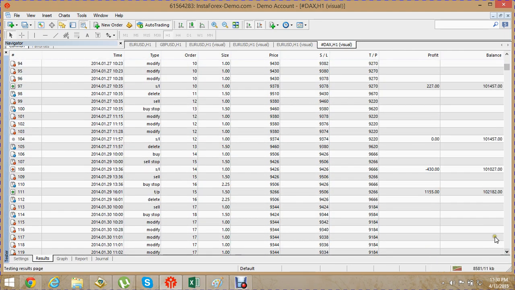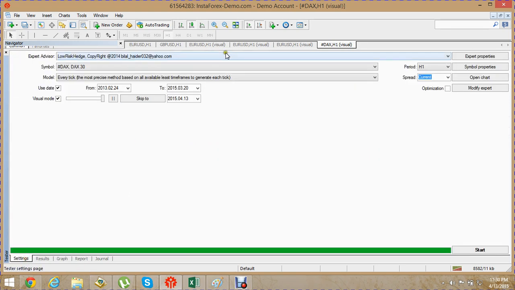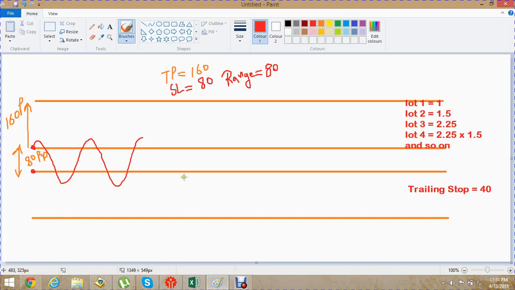So this was the strategy which I wanted to share with you. The previous strategy which I shared with you had its take profit and its stop loss the same. The stop loss was 80 pips, and the TP was 80 pips, and the lot was increasing very rapidly. The first lot in that strategy was 1, the second lot was 2, and third lot was 4, and so on and so forth. But with this strategy, we have increased our take profit to 160 pips.